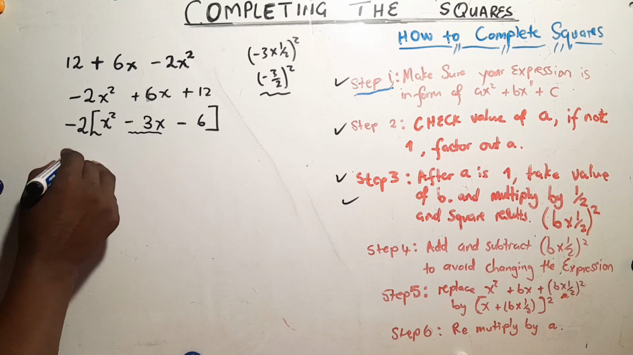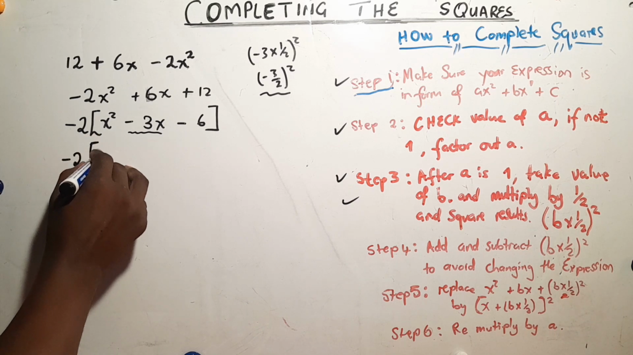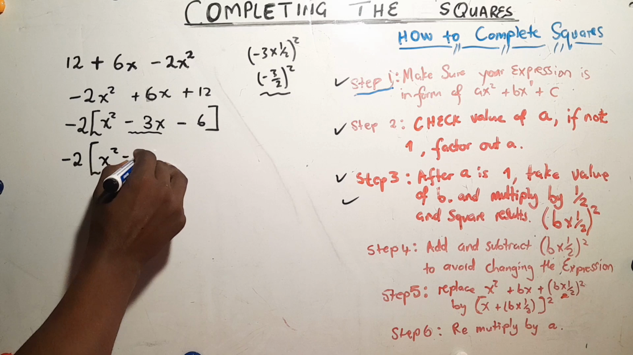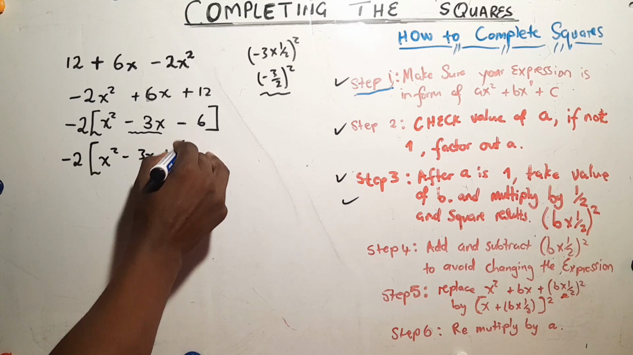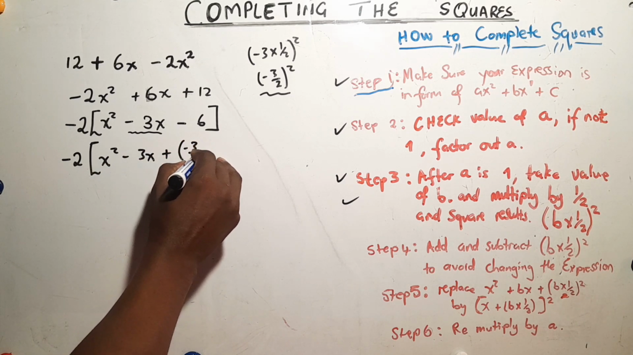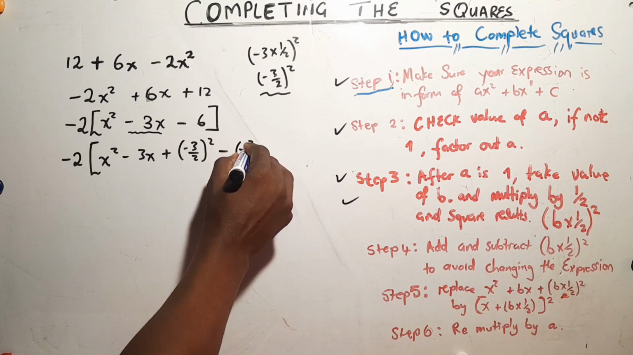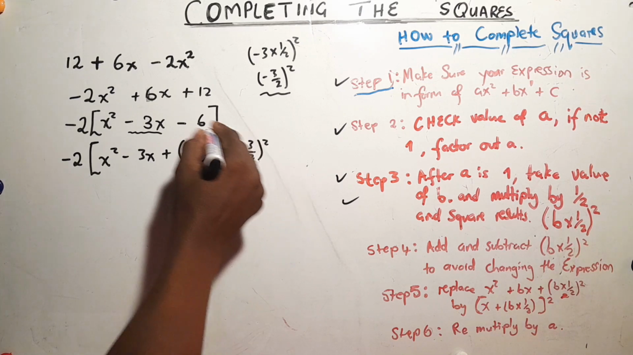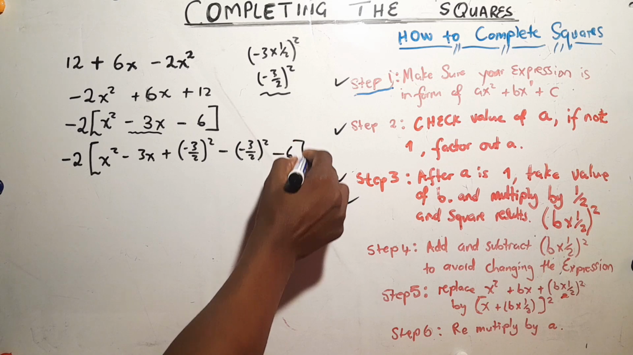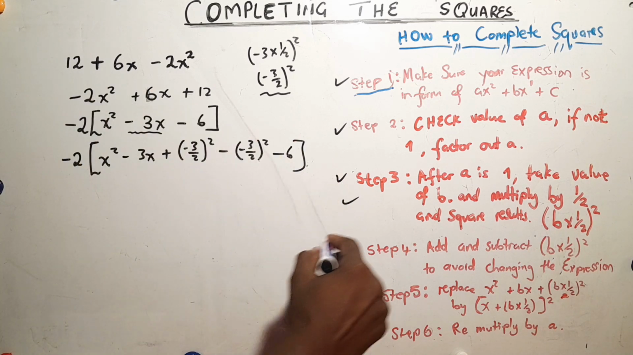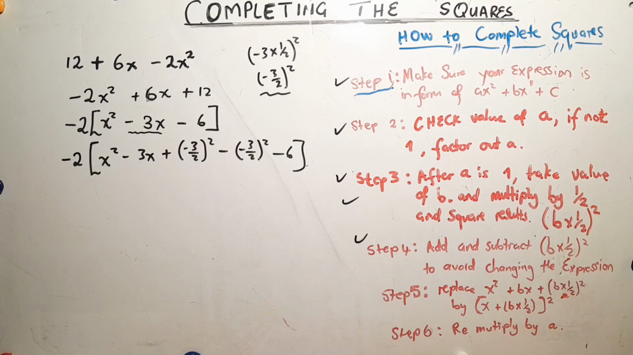So this becomes negative 2 x squared minus 3x, and then we add plus negative 3 over 2 squared, and then we subtract it at the same time, negative 3 over 2 squared, and then we are remaining with negative 6 there, like that. So we are done with step 4.